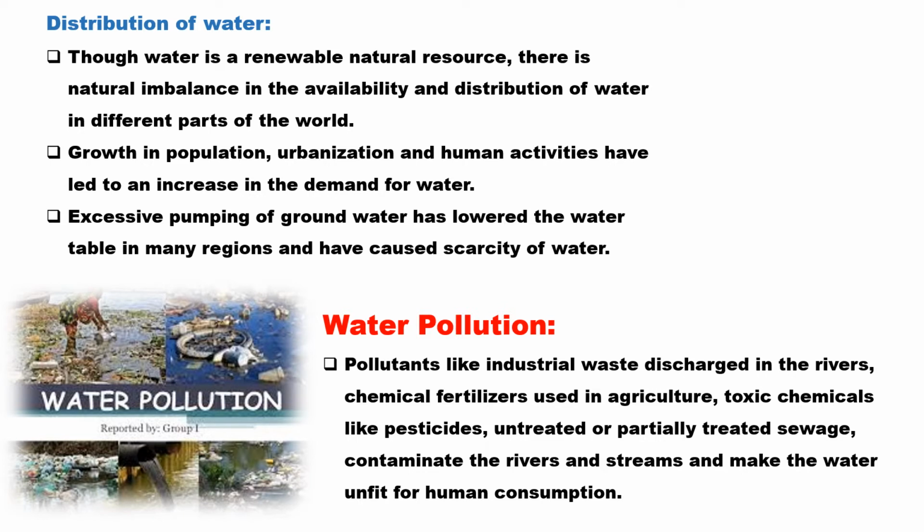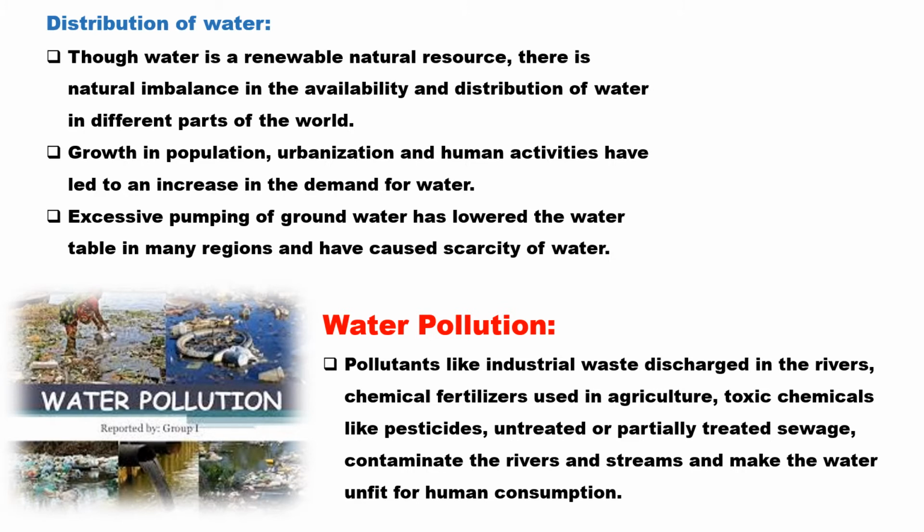Industrial waste is being discharged into the rivers and sea. Chemical fertilizers used in agriculture, pesticides and untreated sewage, everything is being dumped into the rivers. For example, take the Clean Ganga Project: the Ganga and Yamuna, which flow through Uttar Pradesh and New Delhi, Yamuna in New Delhi and Ganga in Uttar Pradesh. Now the government is trying to clean the Ganga, the Clean Ganga project.